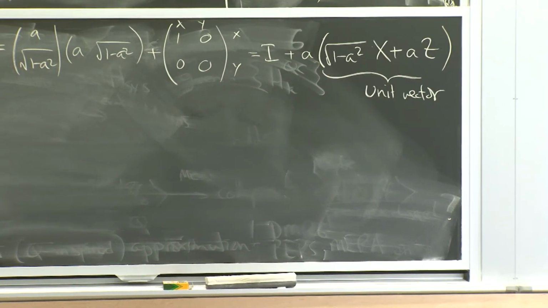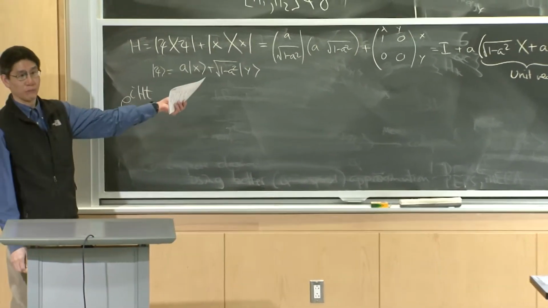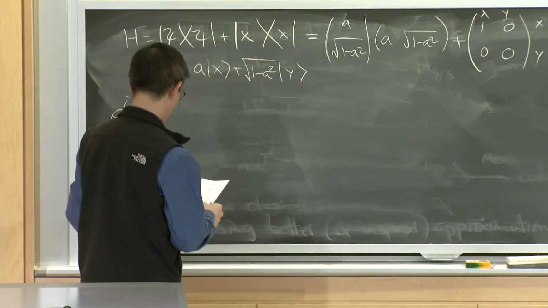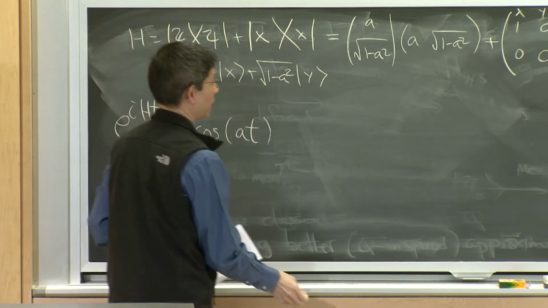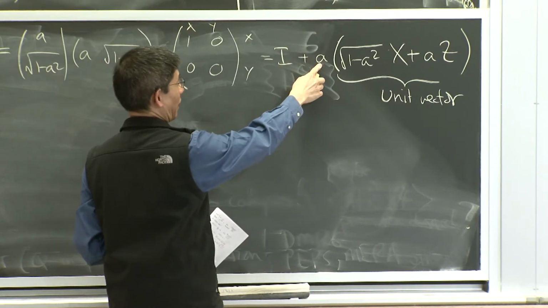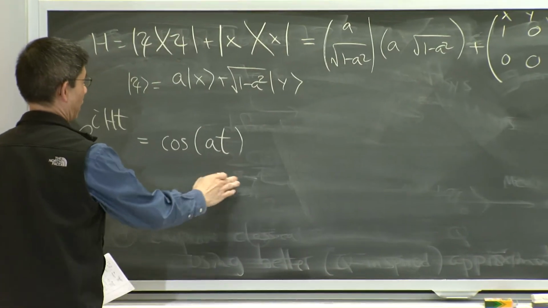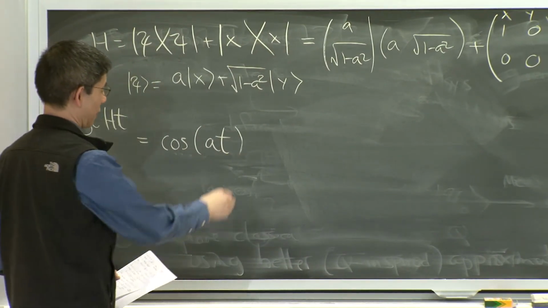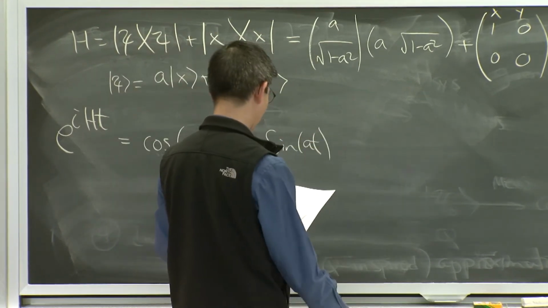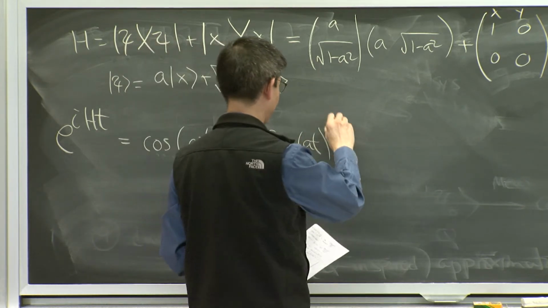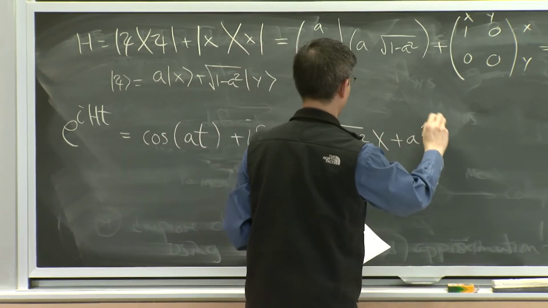And having this form makes it very easy for us to exponentiate. So I can write e to the iHt directly, reading it off of this by knowing what happens with SU(2). It is just going to be cosine of at, because this is the amount of rotation. This is the axis of rotation. So with this amount, we stay unchanged. This is times identity, plus sine of at times that unit vector over here, and an i: square root of 1 minus a squared x plus a times z.